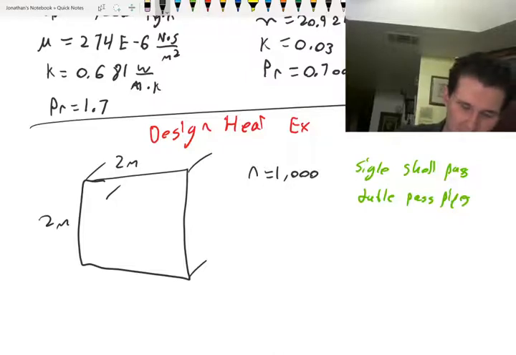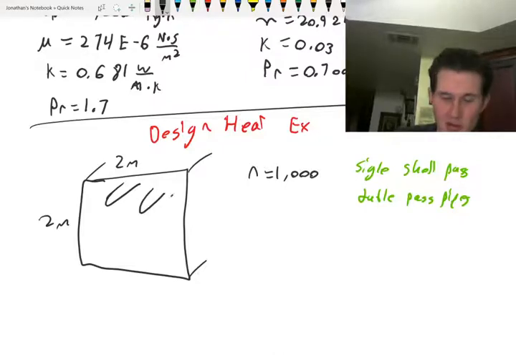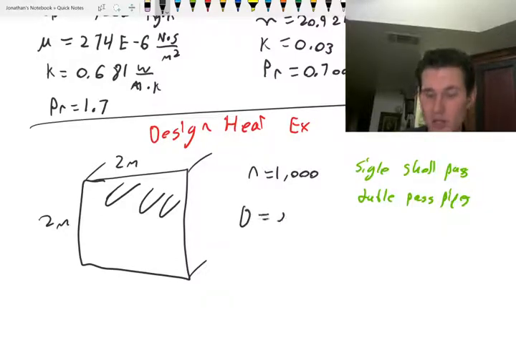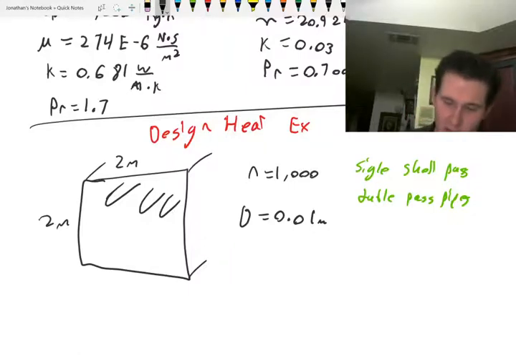So our pipes, they come in, they go back out. That's a double pass. We have 1,000 of these. What's our diameter? We're going to get a diameter of 0.01 meters or 1 centimeter. We happen to have a lot laying around right now. That's what we're going with.